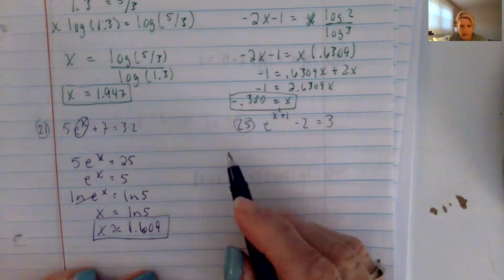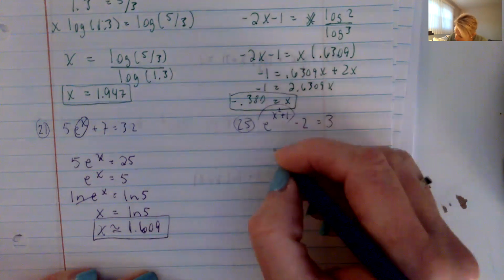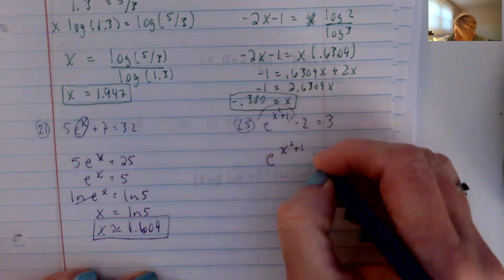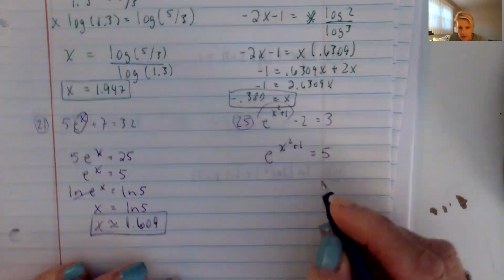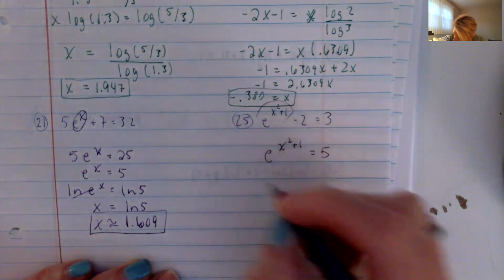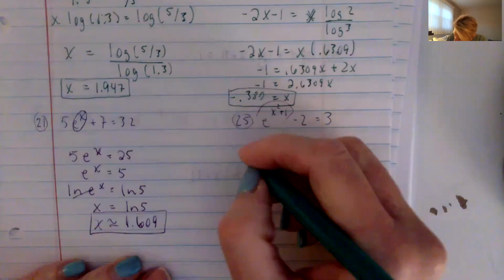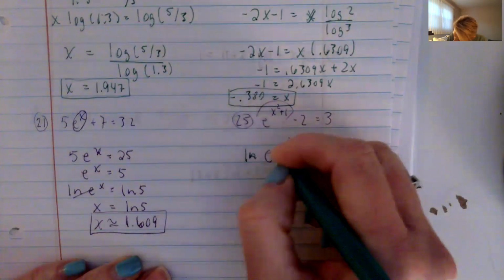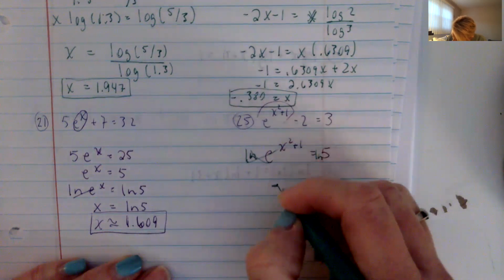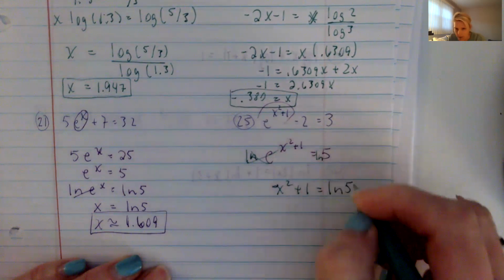So 25, again, we have to isolate the e. So we're going to add 2 to both sides. So we'll get e to the x squared plus 1 equals 5. And then take the natural log of both sides. When we do that, the natural log and e cancel out, and so we're left with x squared plus 1 equals the natural log of 5.